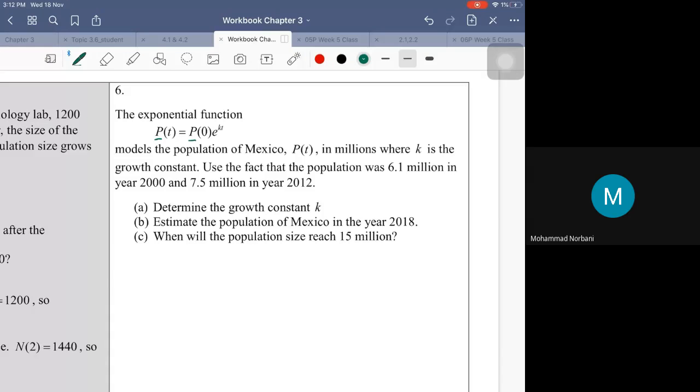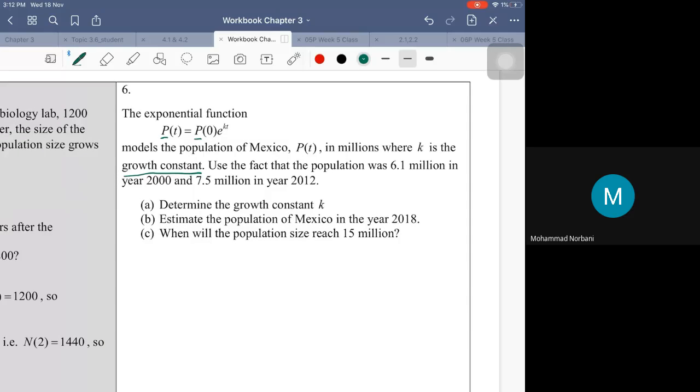So it models the population of Mexico in millions, where k is the growth constant. So now if you notice, we're not using the term rate. It says it is the growth constant, but it is not rate. Rate referred to the previous formula. So use the fact that the population was 6.1 million in year 2000 and 7.5 million in year 2012. So it says over here, so determine the growth constant K.